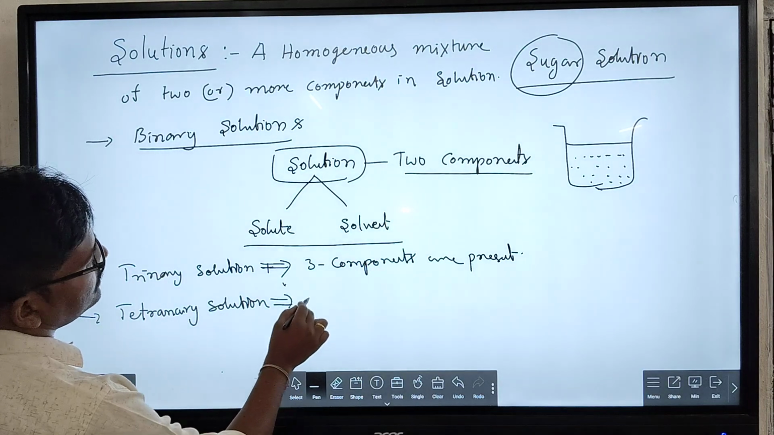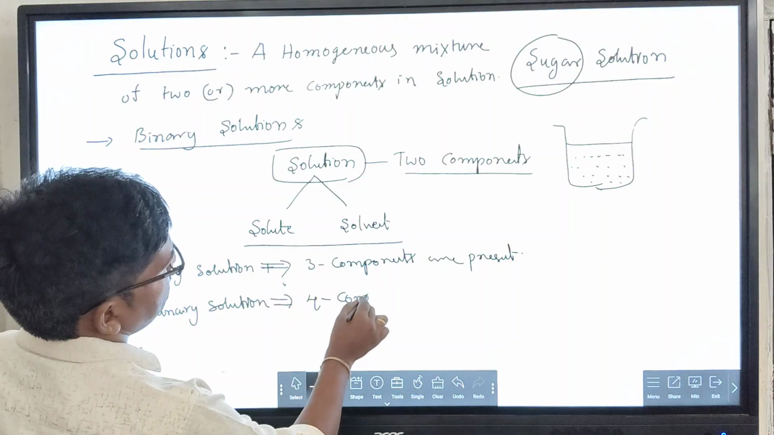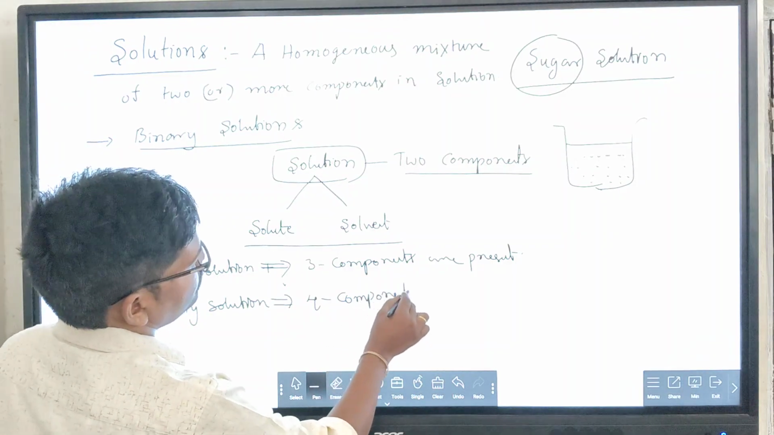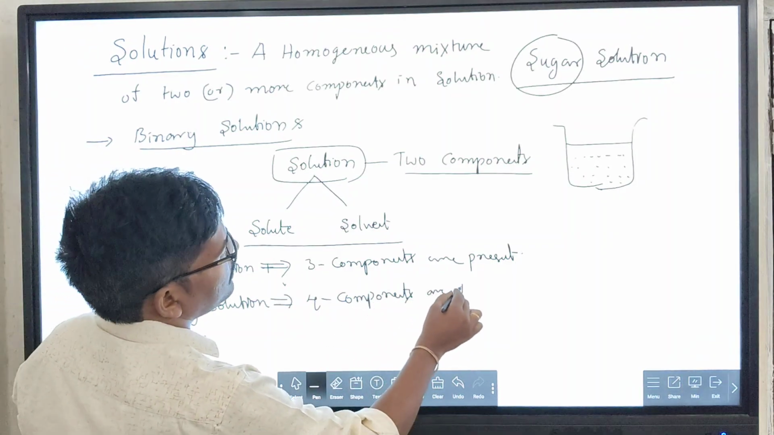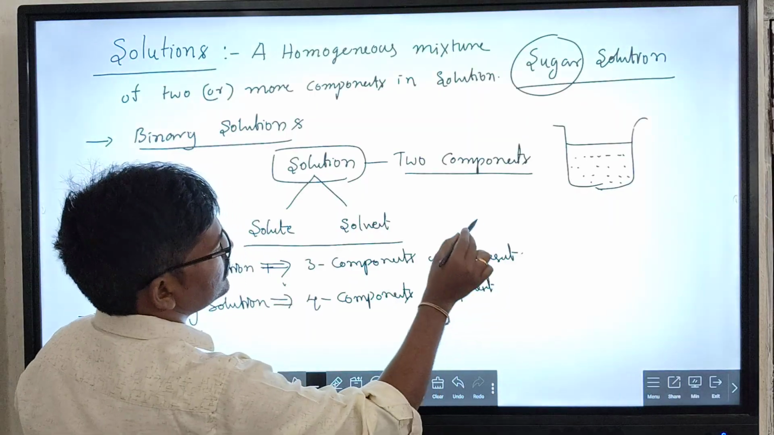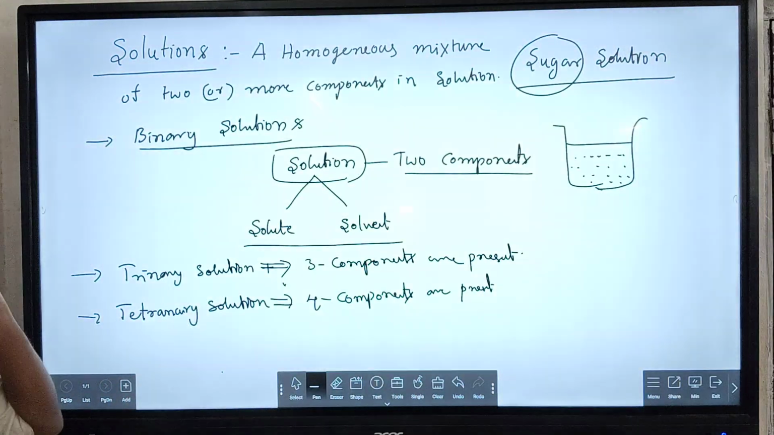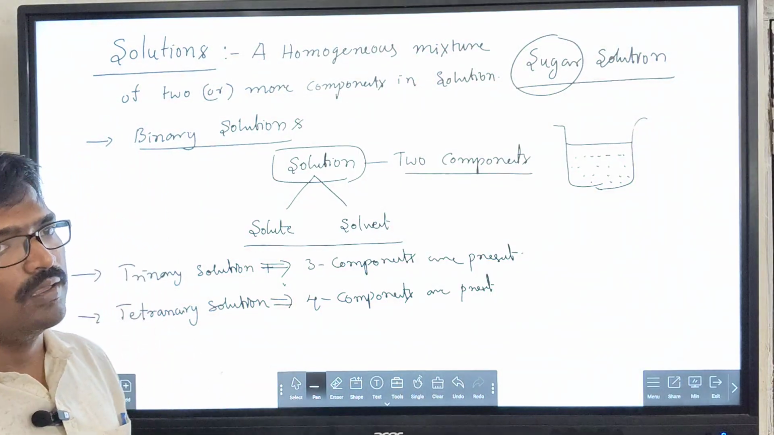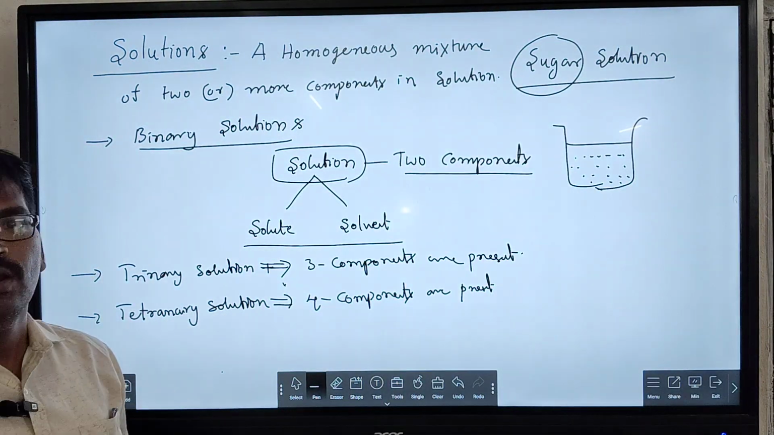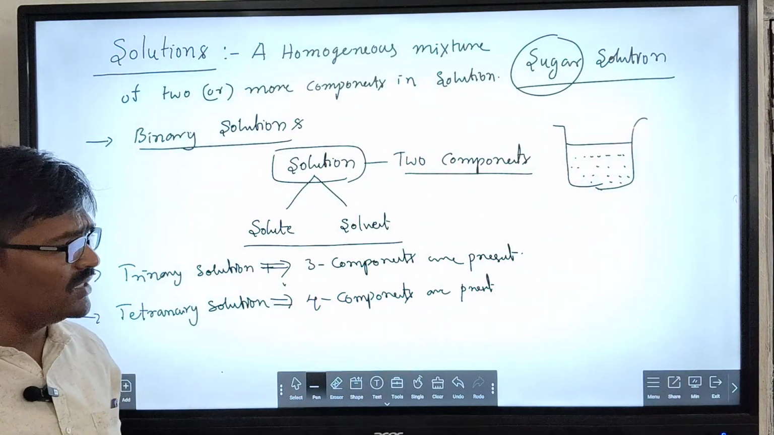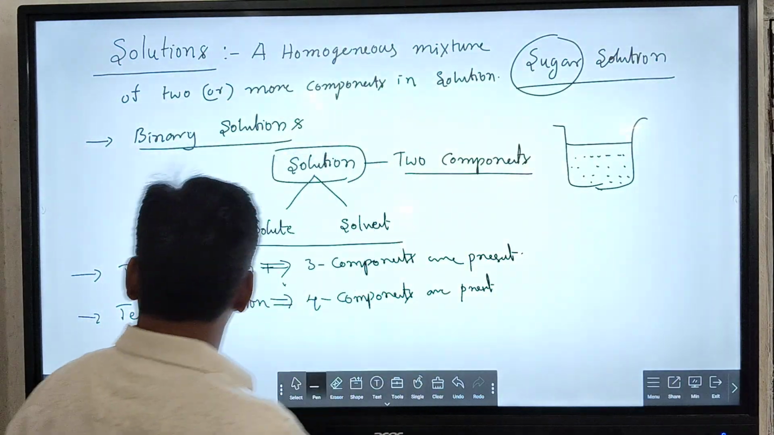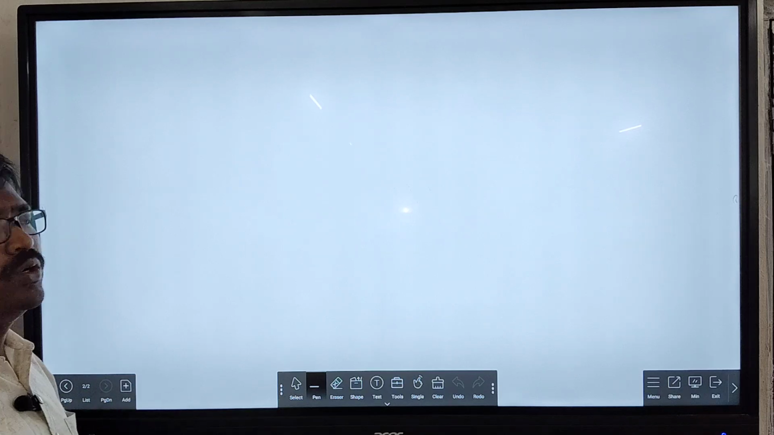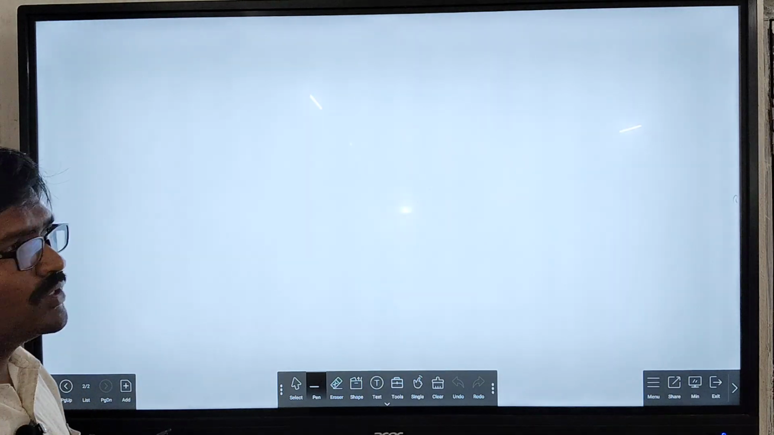How many components are there? Four components are present. So this is a binary solution. In this entire chapter we are discussing only binary solutions. A binary solution is nothing but one solvent and one solute. In this we have to discuss what is the solute and what is the solvent.